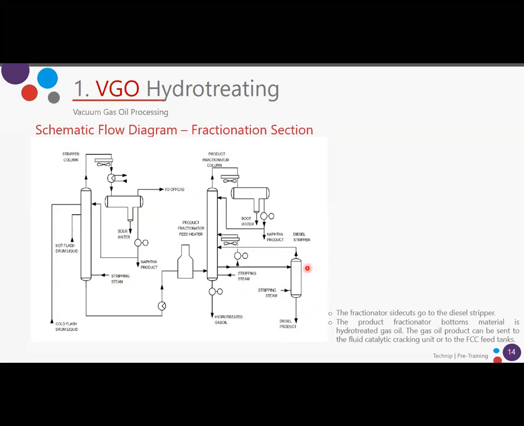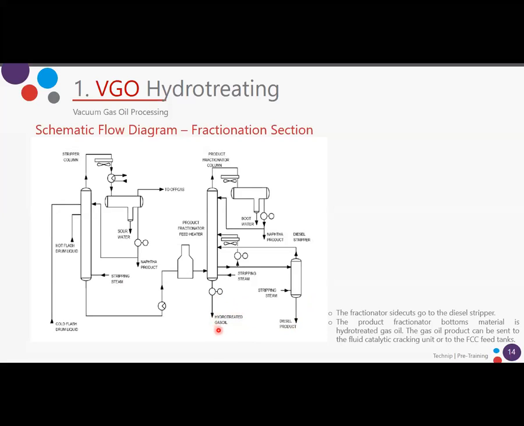We also have a diesel stripper like we had in the crude distillation unit, also to get the adequate flash point of the product. And we have here our product that we can send to the storage tank, of course, or directly to the FCC unit.